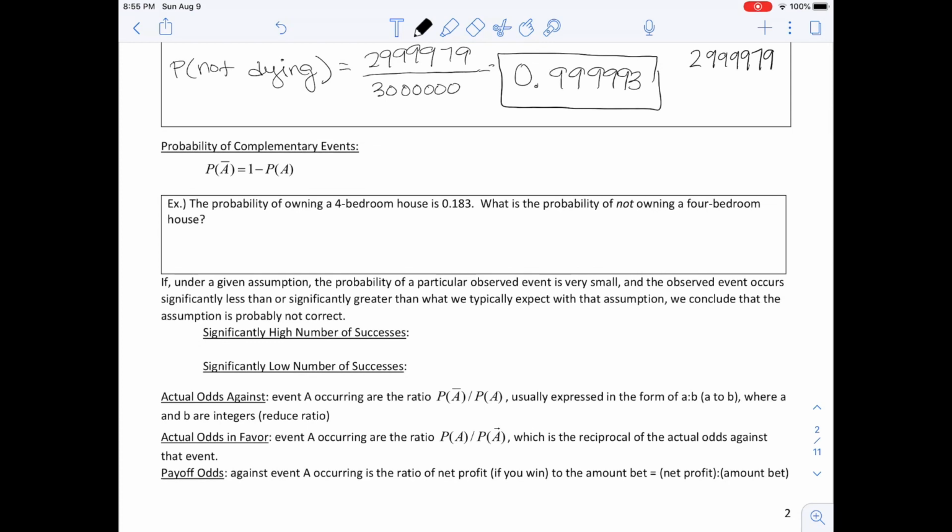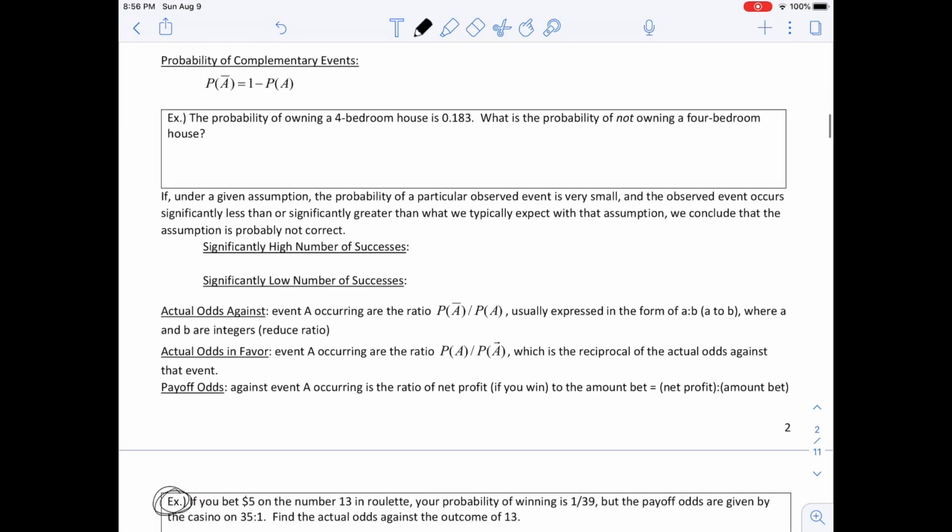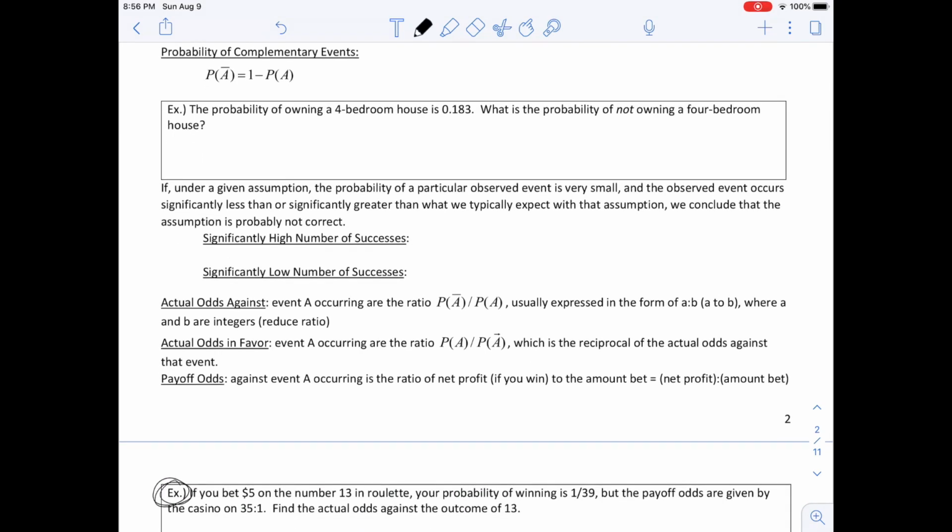The next thing that we have is the probability of a complement event. You'll notice that the probability of the complement is 1 minus the probability of that event. So the example says the probability of owning a 4-bedroom house is 0.183. What is the probability of not owning a 4-bedroom house? The probability of not owning is going to be 1 minus 0.183, and this is going to be 0.817.